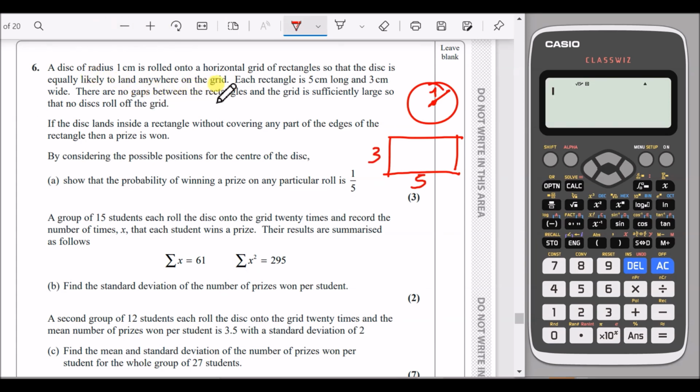There are no gaps between the rectangles and the grid is sufficiently large so that no disc rolls off the grid. Now if the disc lands inside the rectangle without covering any part of the edges of the rectangle, then the prize is 1. So you've got multiple rectangles, you roll it and it has to land inside the rectangle. If it lands on top of the line or between 2, 3 or 4 rectangles, you don't win. Now by considering the possible position of the center of the disc, show that the probability of winning the prize of any particular row is a fifth.